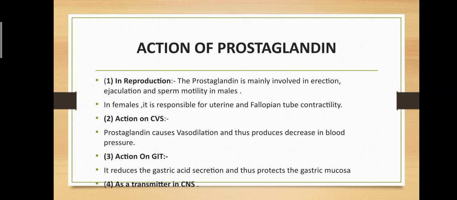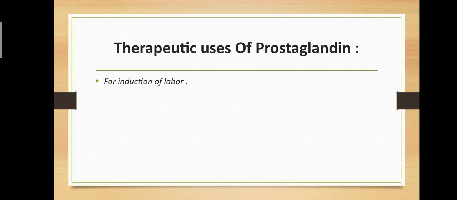Third main action, action on GIT. It reduces the gastric acid secretion and thus protects the gastric mucosa. And fourth action, as a transmitter in CNS. Therapeutic uses of prostaglandin. The main use is for induction of labor.